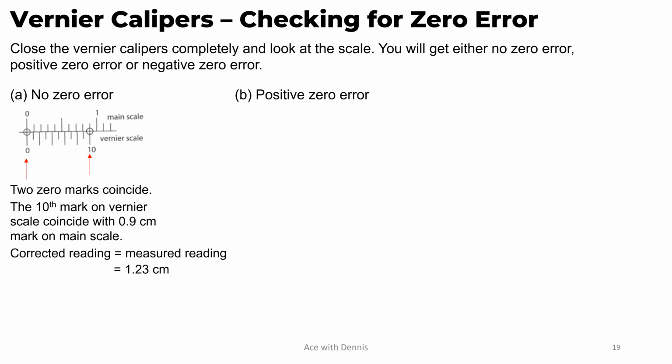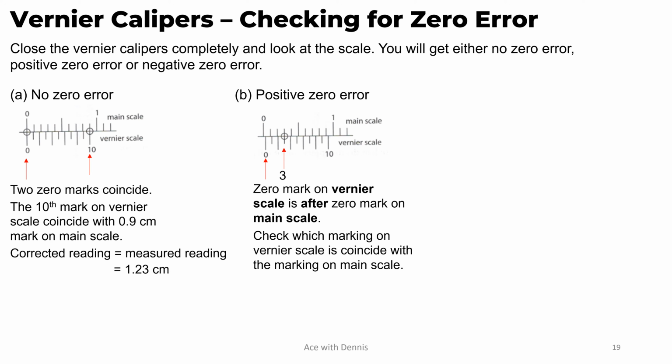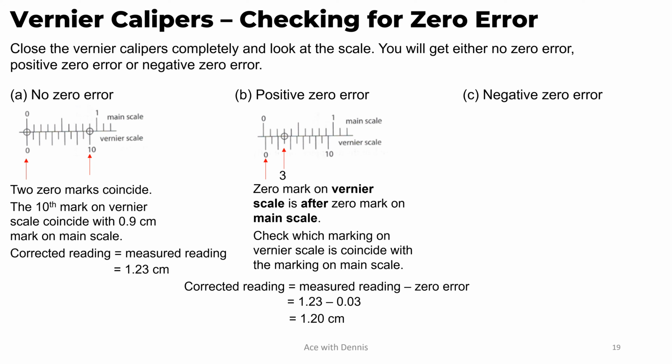If there is positive zero error, this is how it looks. First, the zero mark on the vernier scale is after the zero mark on the main scale. And we check which marking on the vernier scale coincides with the marking on the main scale. So the third marking for this case. Hence, the corrected reading is the measured reading minus zero error. For our case, 1.23 minus 0.03, which will give us 1.20 cm.